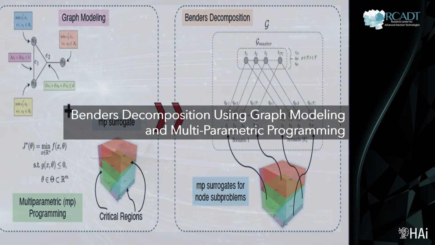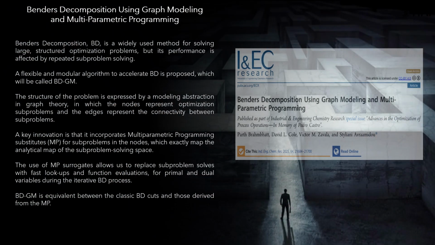Benders decomposition using graph modeling and multi-parametric programming. Benders decomposition, BD, is a widely used method for solving large, structured optimization problems, but its performance is affected by repeated subproblem solving. A flexible and modular algorithm to accelerate BD is proposed, which will be called BDGM. The structure of the problem is expressed by a modeling abstraction in graph theory, in which the nodes represent optimization subproblems and the edges represent the connectivity between subproblems.